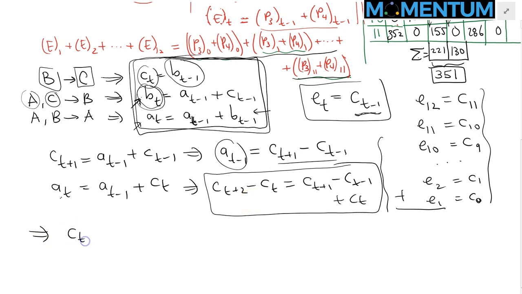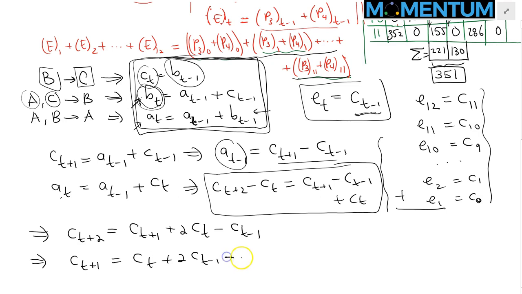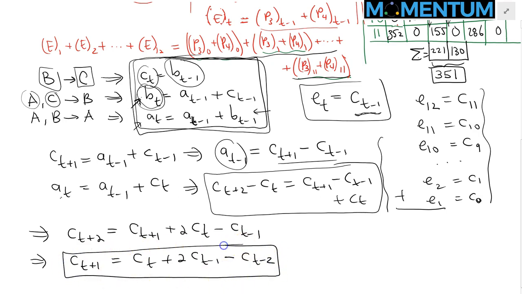So C sub T plus 2 is simply equal to, let's move things to the other side, C sub T plus 1 plus 2 times C sub T minus C sub T minus 1. Well, obviously this is not very handsome, so let me write it as C sub T plus 1 is equal to, let's shift it, C sub T plus 2 times C sub T minus 1 minus C sub T minus 2. Okay, now this is handsome.